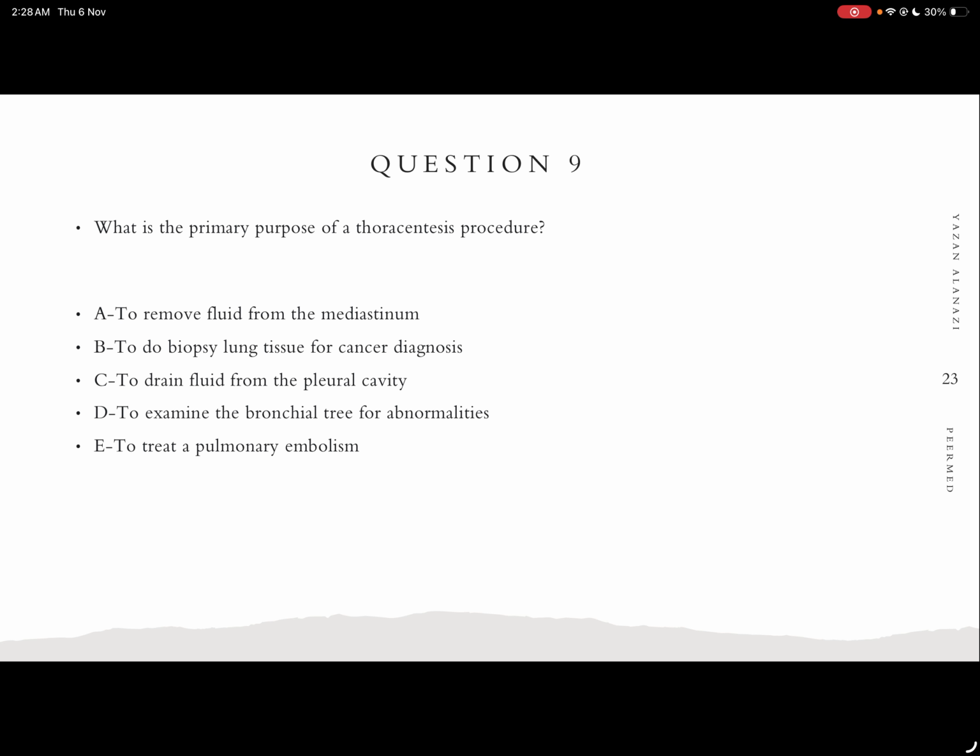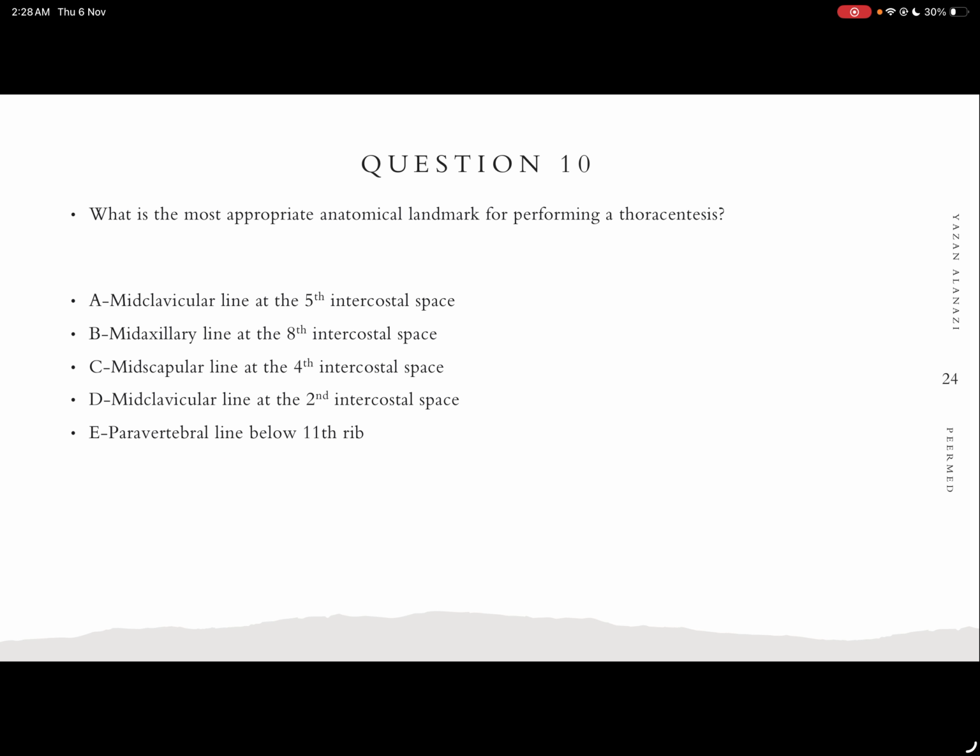By the way, these questions are from Dr. Olena, so they're very, very important. Okay? So what is the primary purpose of thoracentesis? We said it's to drain the fluid from the pleural cavity. Is it to remove fluid from the mediastinum? No. To do a biopsy? No. To examine the bronchial tree? That has nothing to do with it. To treat a pulmonary embolism? No. It's basically to drain the fluid from the pleural cavity.